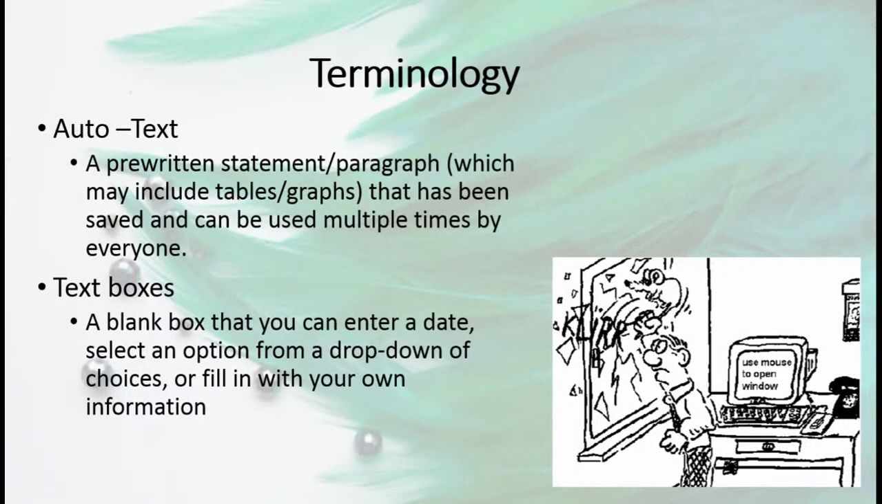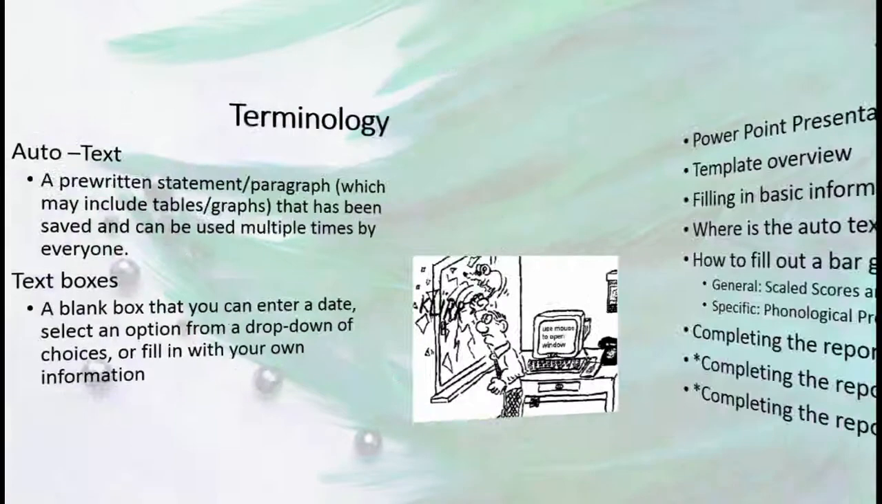Some terminology that we have. The first one is auto text. Auto text is a pre-written statement or paragraph, which may include tables or graphs, that has been saved and can be used multiple times by everyone. Text boxes are blank boxes that you can enter a date, select an option from a drop-down of choices, or fill in with your own information. Text boxes and auto text for the purpose of this report have been created by the report developers.